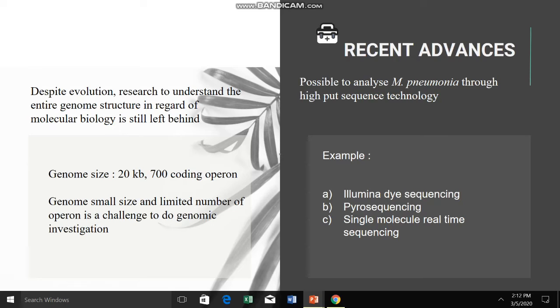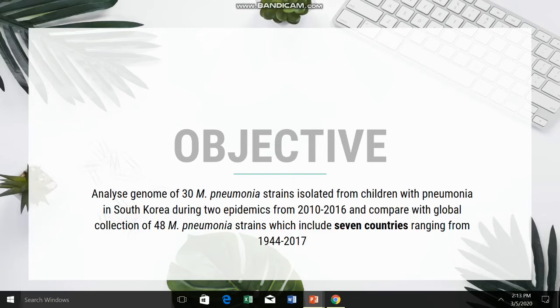So in recent advances, it is possible to analyze Mycoplasma pneumoniae through high-throughput sequencing technology, such as Illumina dye sequencing. So the objective of this study is to analyze the genomes of 30 strains isolated from children with pneumonia in South Korea during two epidemics, and also compare them with global collection strains, which include 7 countries.